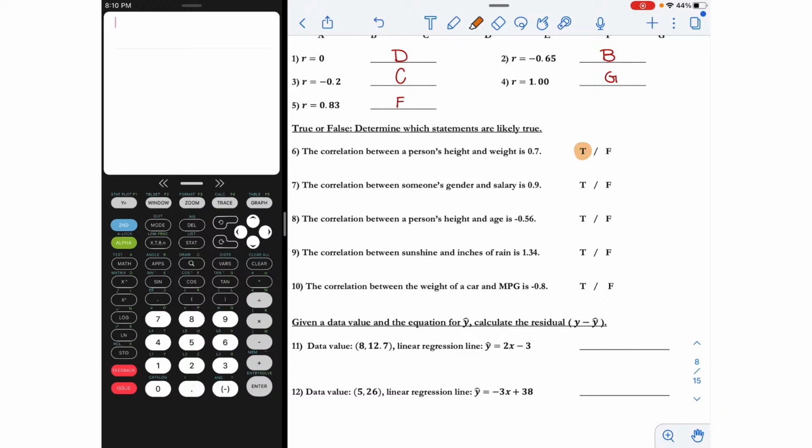Okay, so that one I'm going to say is true. The next one says the correlation between someone's gender and salary is 0.9.